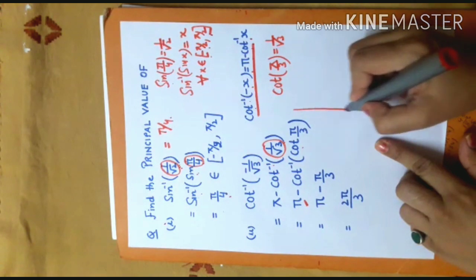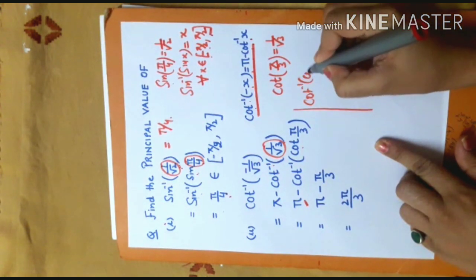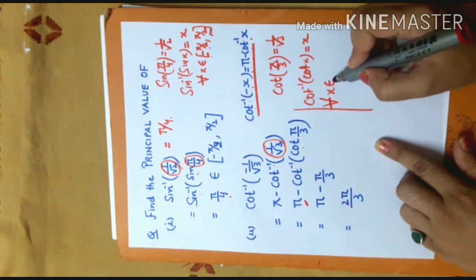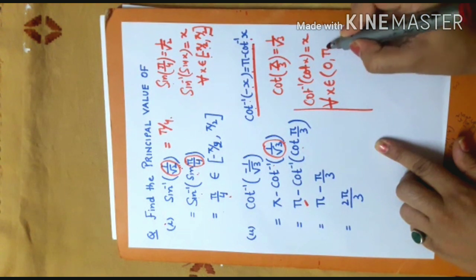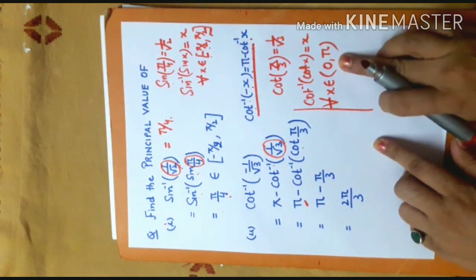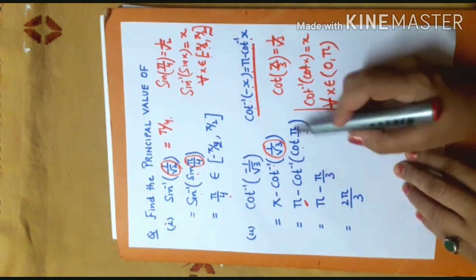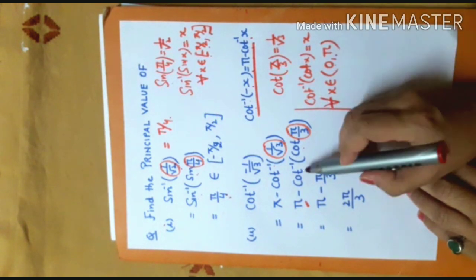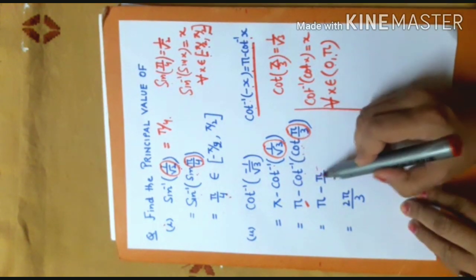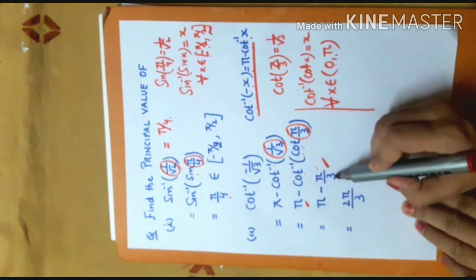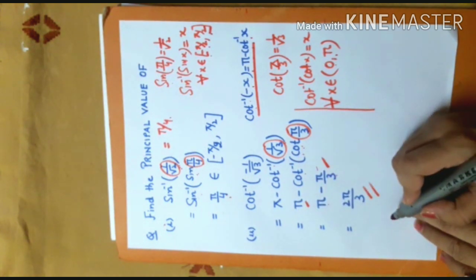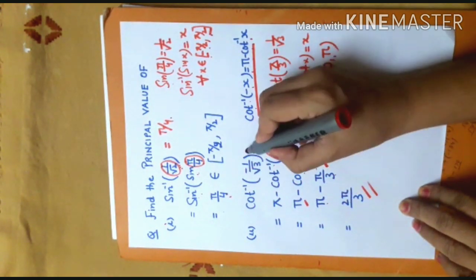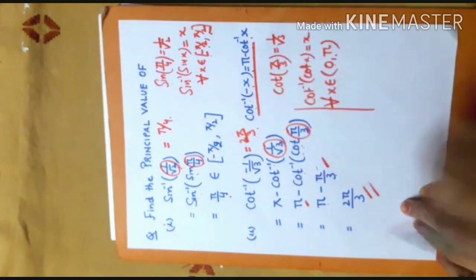Now again cot inverse cot x will be equal to x for all x which belong to the open interval 0 to pi. So here pi by 3 lies in this interval. So cot inverse cot pi by 3 will be equal to pi by 3. So pi minus pi by 3 is 2 pi by 3. So principal value of cot inverse minus 1 over root 3 is 2 pi by 3.